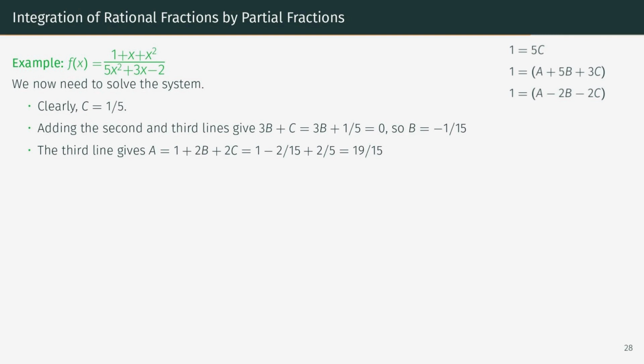Then we can use our linear algebra skills that we learned earlier to see that adding the second and third lines will give us 3b plus c, which is 3b plus 1 over 5, equals 0. So b is equal to negative 1 over 15. And then the third line will tell us that a is equal to 1 plus 2b plus 2c, which equals 1 minus 2 over 15 plus 2 over 5, which is 19 over 15.